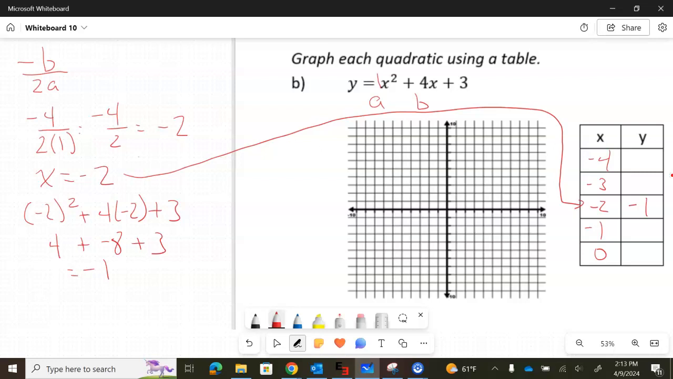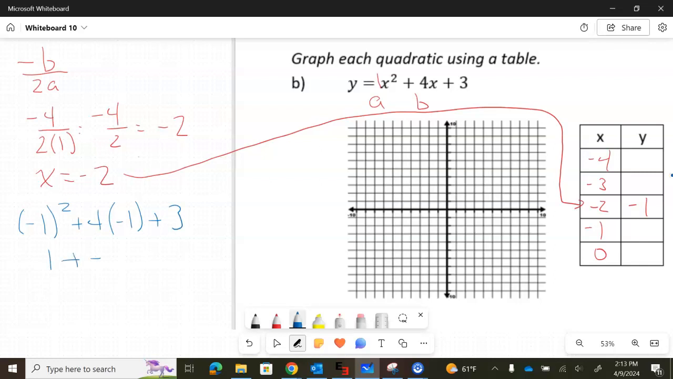Okay, we need to repeat this process. So I'm going to get rid of this for a minute, give myself some more room here. We're going to do that same thing over again, but this time I'm going to substitute in -1. So now I'm going to put -1 in parentheses squared plus 4 times -1 plus 3. Well, -1 squared would be 1 plus -4 plus 3. This is going to give me a value of 0. When x is -1, y is 0.